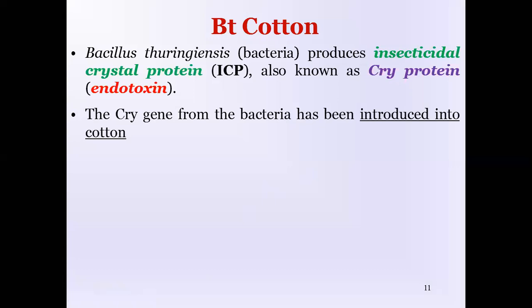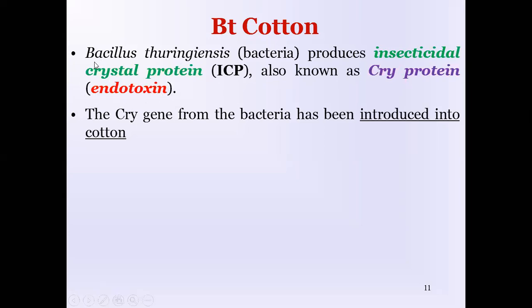So cotton is grown here as well. So Bacillus thuringiensis, this is B and T, Bacillus thuringiensis, BT. So this is a bacteria, Bacillus and thuringiensis, this is the genus and this is the species. So Bacillus thuringiensis is a bacteria, and this bacteria actually produces insecticidal crystal protein. So ICP, this produces that, and also known as cry protein. And this cry protein is actually endotoxin.